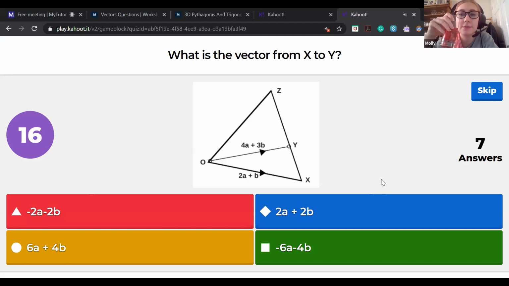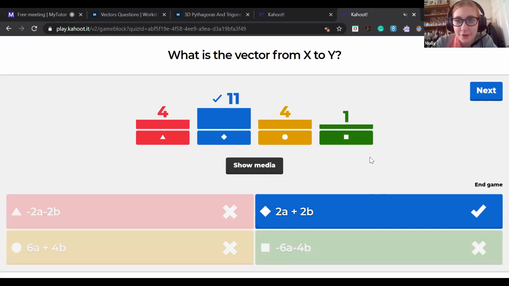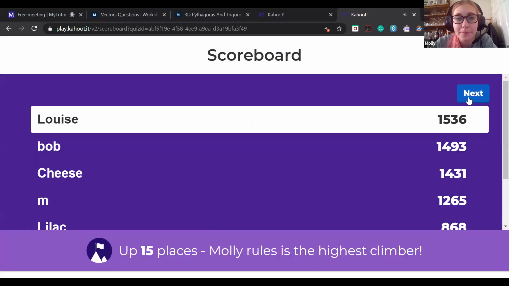So it's kind of similar to the previous one. Yeah, like I said, don't worry if you don't know them. They're not the kind of things that you can work out unless you know. Perfect, well done. A lot of people got that. That's really, really good.